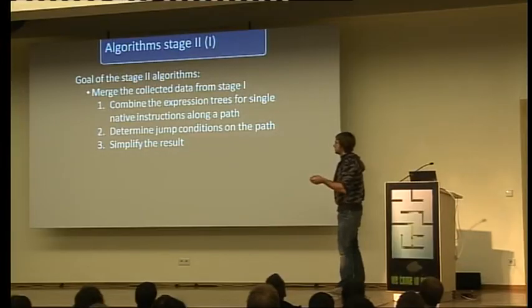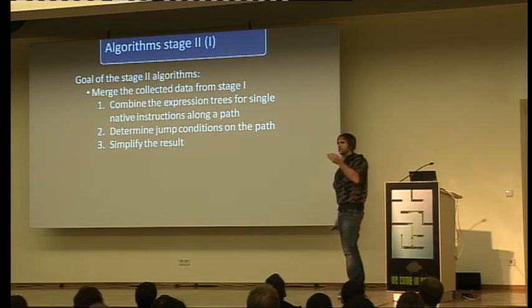And what we use this for now is the stage 2 algorithms, where we take this data about single native instructions and merge them along a path, so that we have all the semantic information of all native instructions which are executed along a single path, and have complete semantic information about the instruction sequence later on.